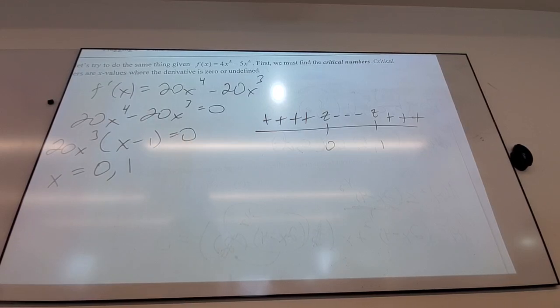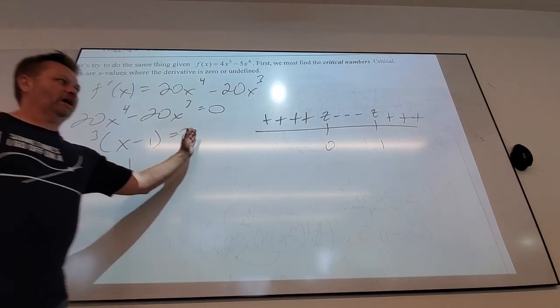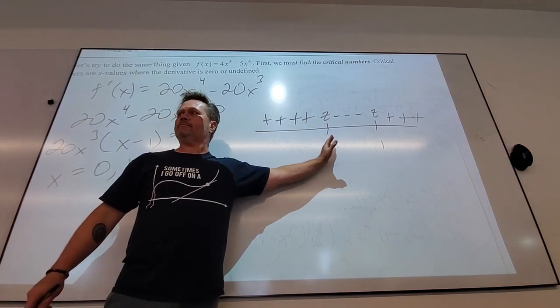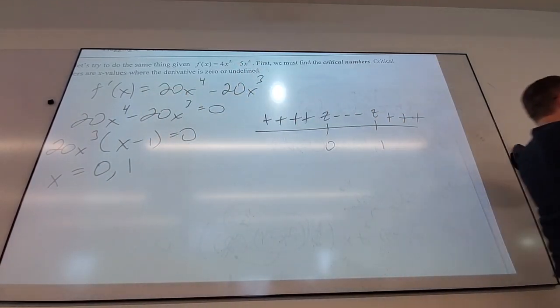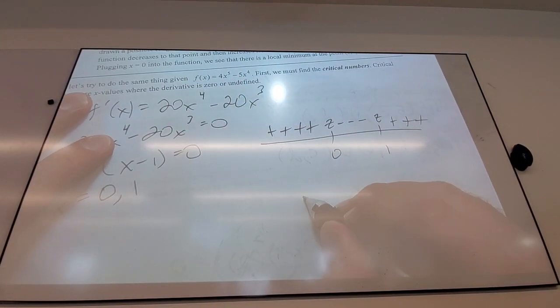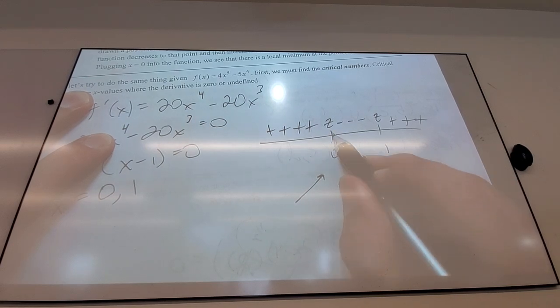So what did we just do? What did we figure out? What's happening from negative infinity to 0? It's increasing, correct? And what's happening? So below this, you could at least do this. It's going up. What's true at 0?